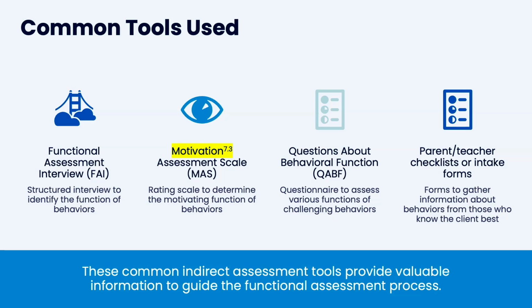Then we have a motivational assessment scale. It's called the MAS. It's a rating scale that determines the function of behavior. It's also free. You can find that online. Another rating scale is questions about behavior function, QABF. It's a questionnaire to assess the various functions of challenging behavior. These are both very similar. I don't ever use them both. I actually use the FAST the most. These are the 3 most commonly used rating scales: the MAS, the QABF, and the FAST.